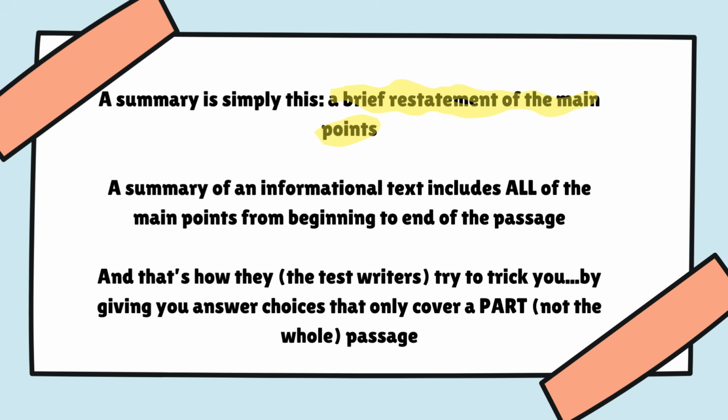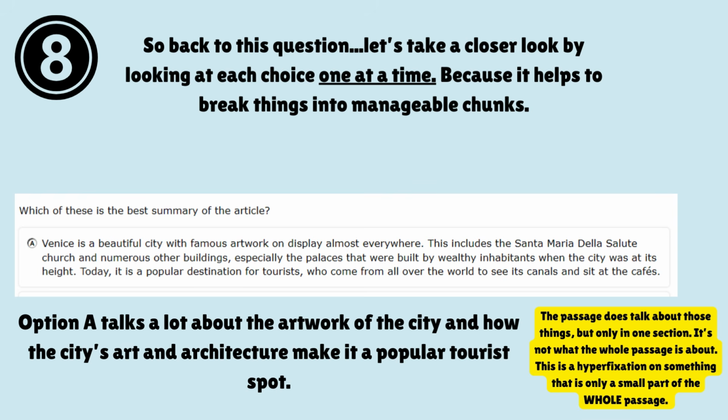Best advice with the summary questions is to take them one at a time. Don't look at the others. Don't look at B, C, or D. Look at A. Okay, so that's what we're going to do. We're going to take it one at a time. A, which of these is the best summary of the article?